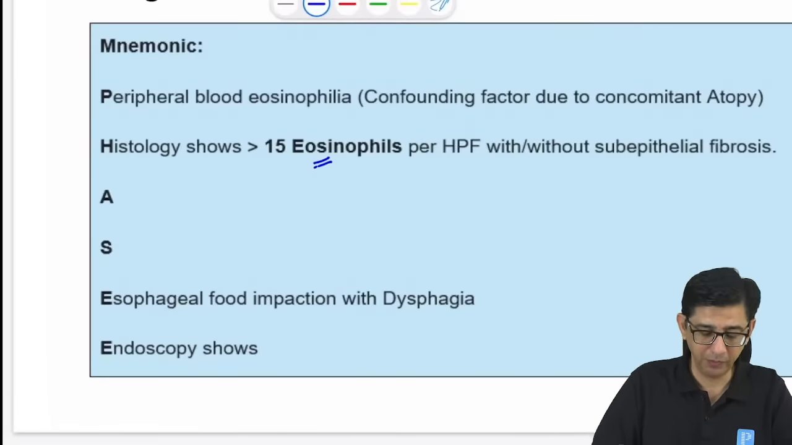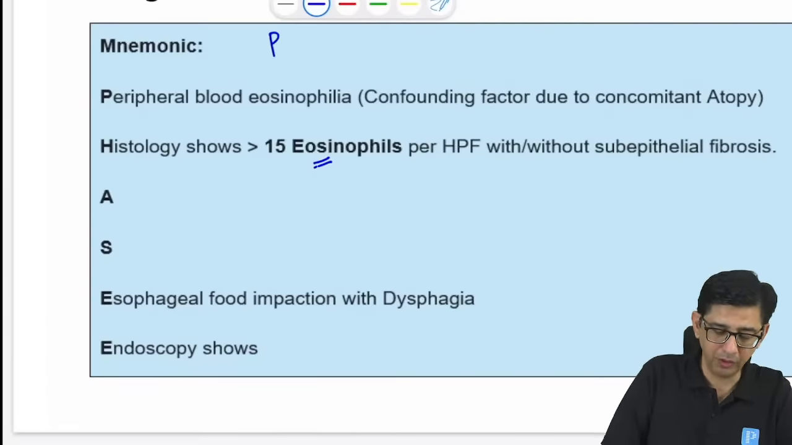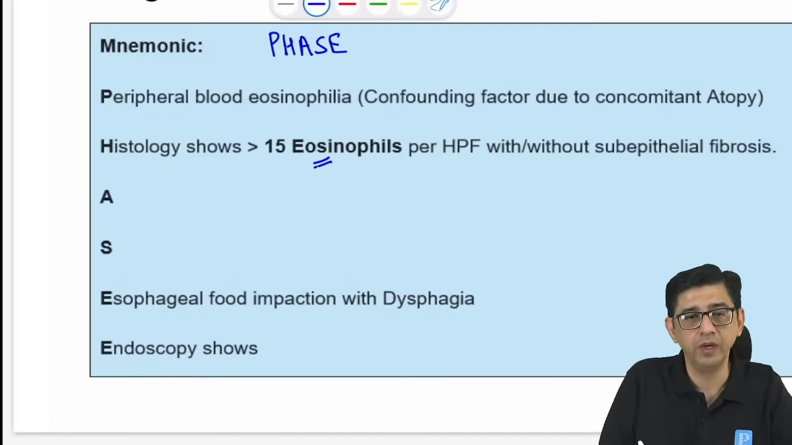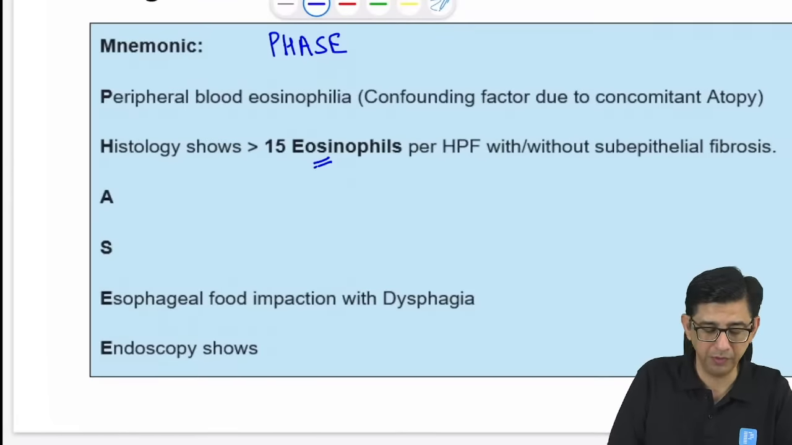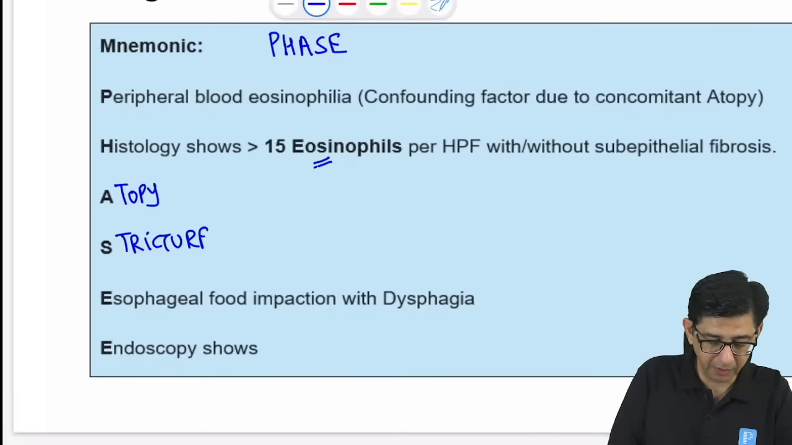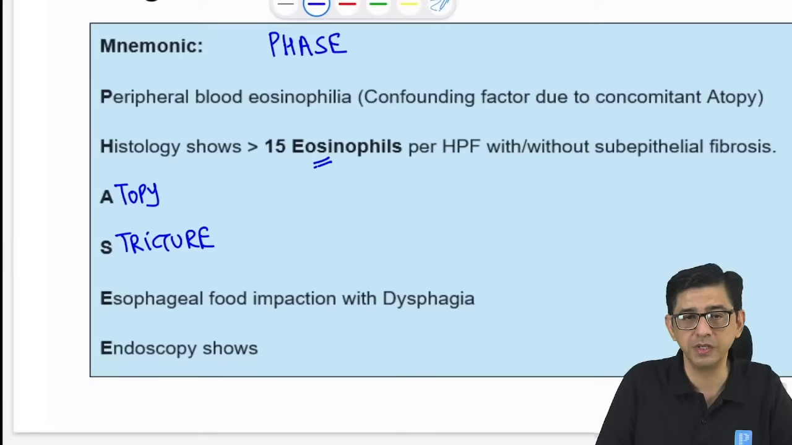And then apart from this, the mnemonic for remembering the features of eosinophilic esophagitis is PHASE, where there would be peripheral blood eosinophilia, then histology would be showing eosinophils. There has to be presence of atopy present. There has to be stricture in the esophagus. And I'm coming to trachealization. And there's a stricture present.